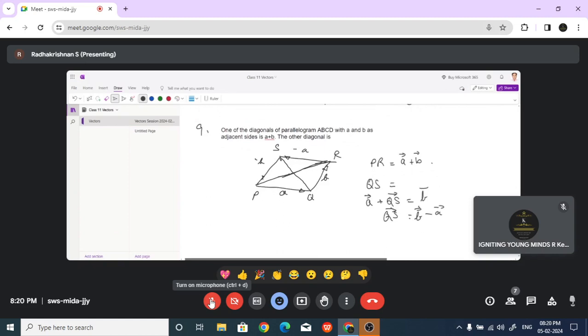So you could also look at it as SQ, in which case it will be A minus B. So whichever option, depending on what options are given. They're particularly asking BD. So it is B minus A. Okay.